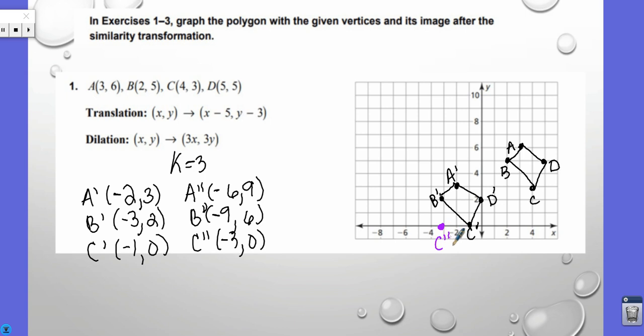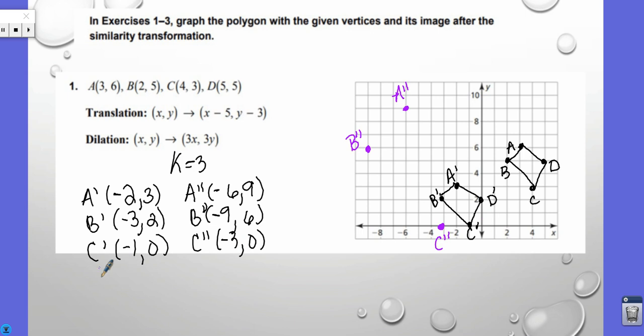-3 and 0, that's my C double prime. -9 and +6, 1, 2, 3, 4, 5, 6. That is my B double prime, and then -6 and 9. That is my A double prime, and let me go ahead and graph D.